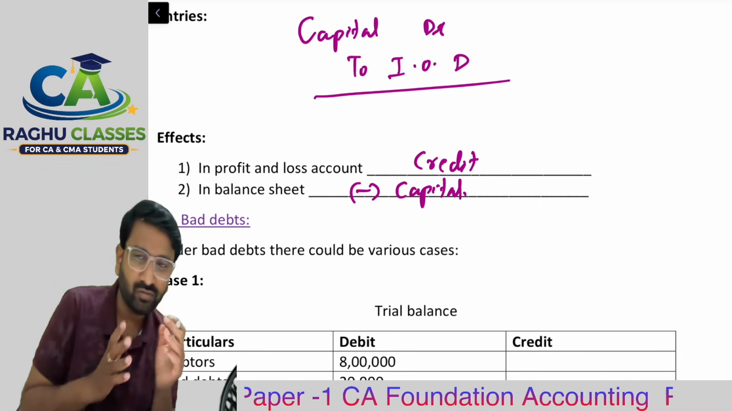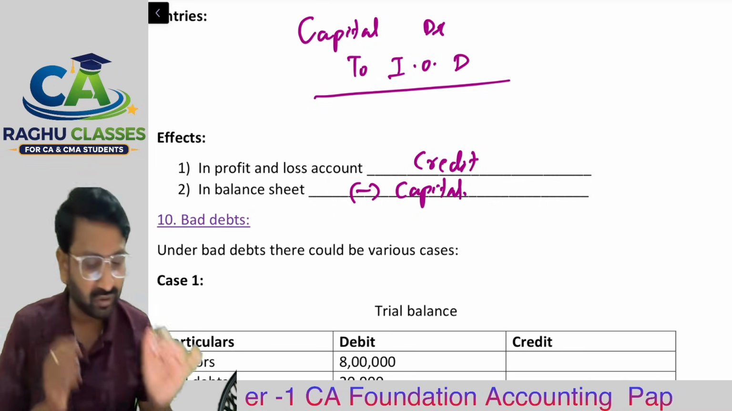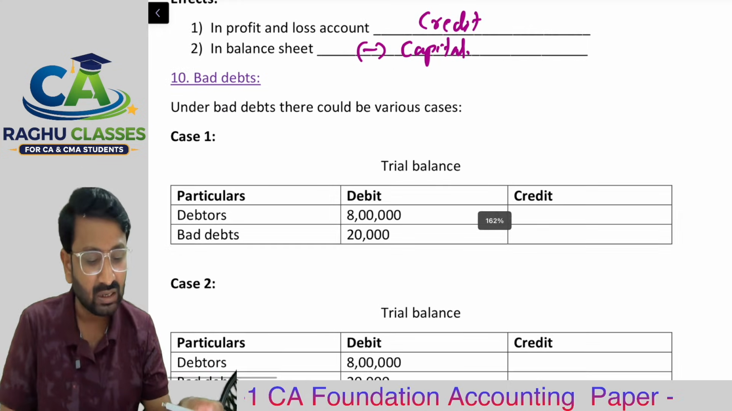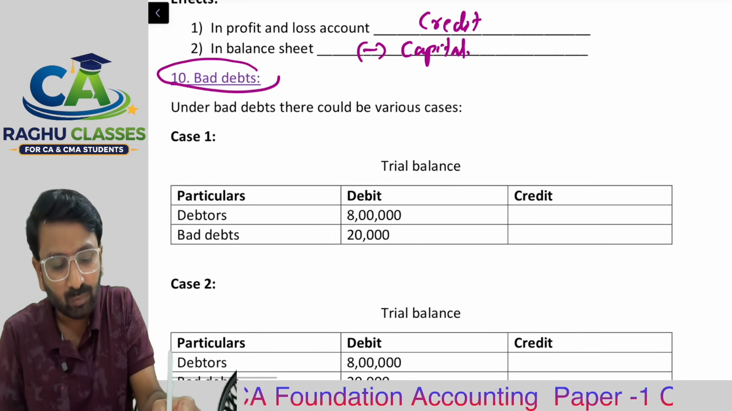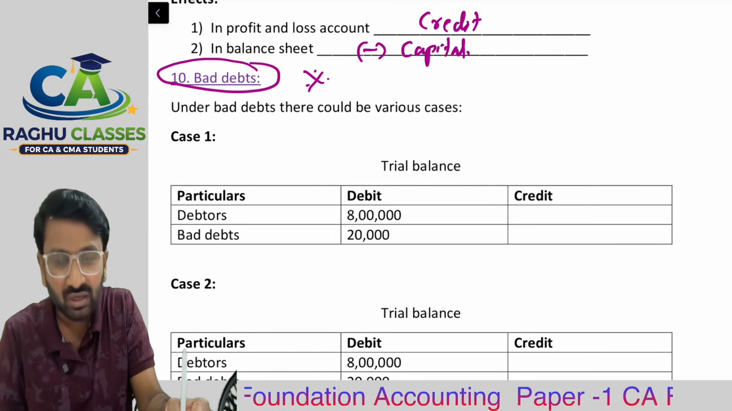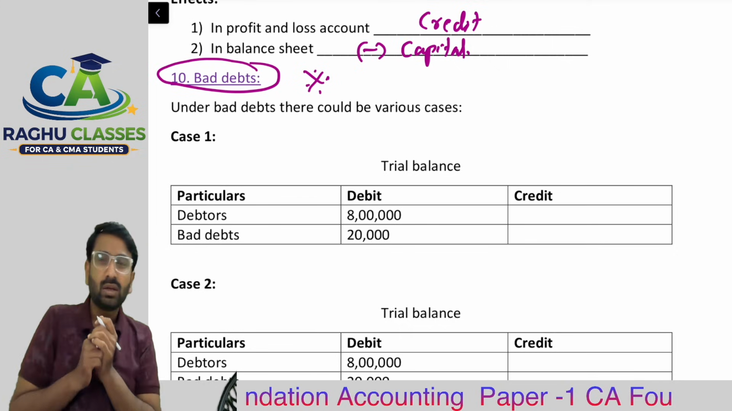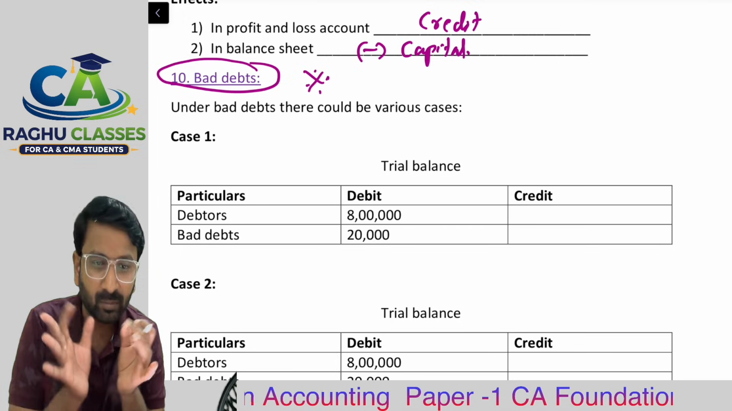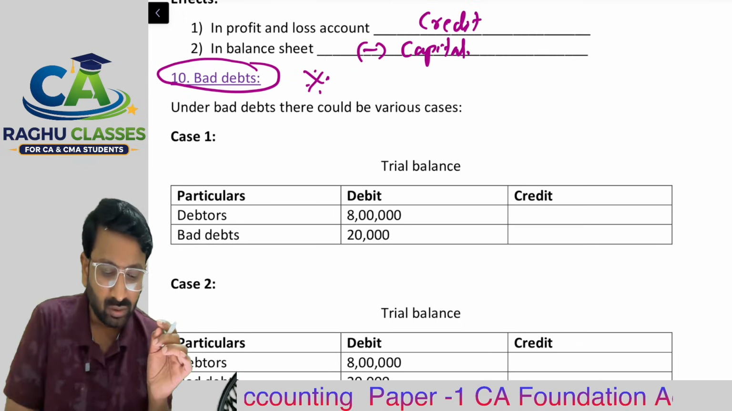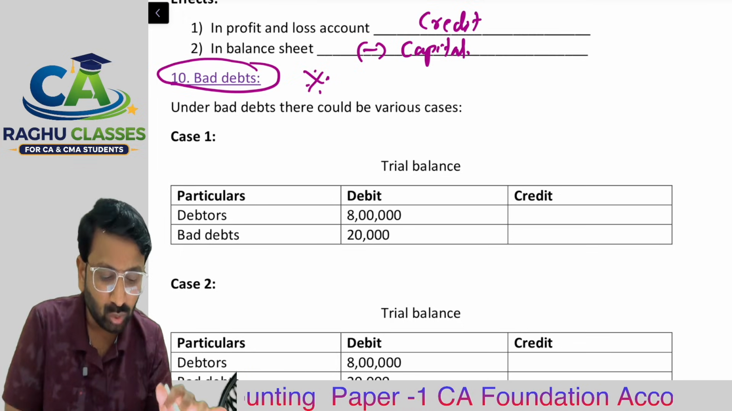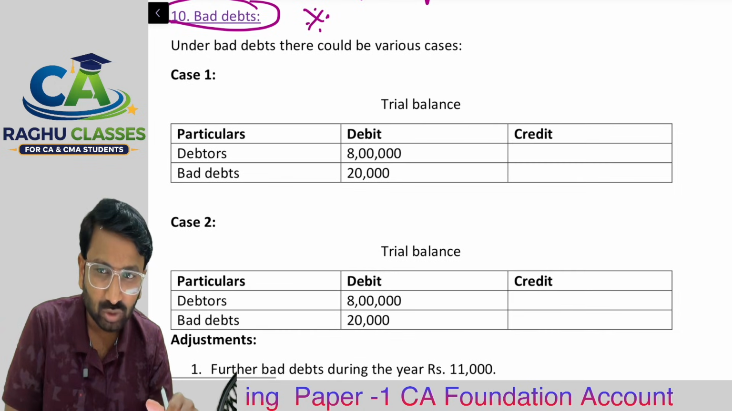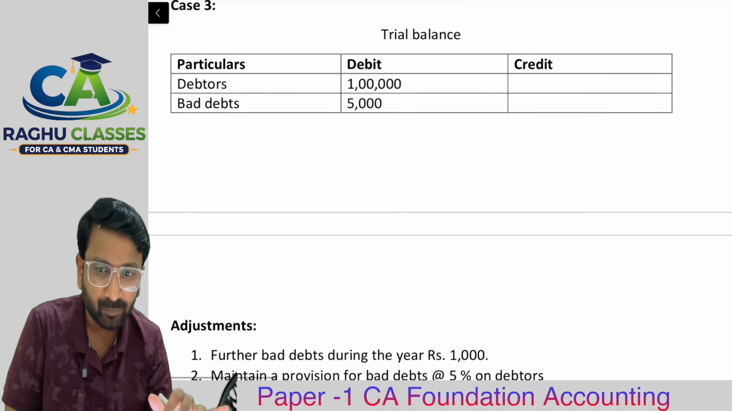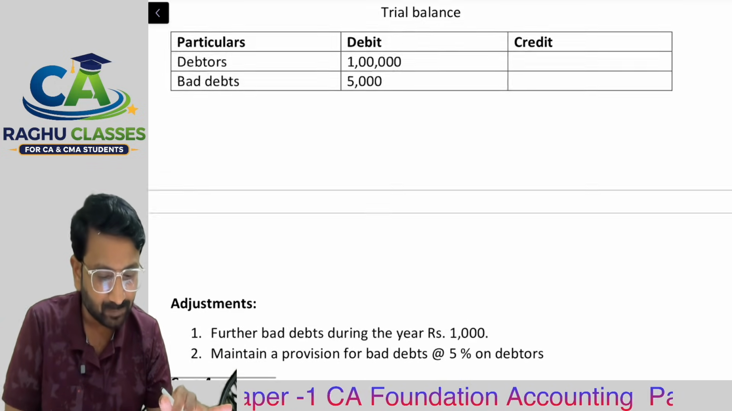Okay, this is how we are going to treat interest on drawings. Moving on, bad debts. This is the most important adjustment in a final accounts question, because normally you will not find a question on final accounts without an adjustment having bad debt. So I'll spend more time on bad debts. I'm trying to cover multiple examples to understand the concept of bad debt. Okay, so let's take up case by case.